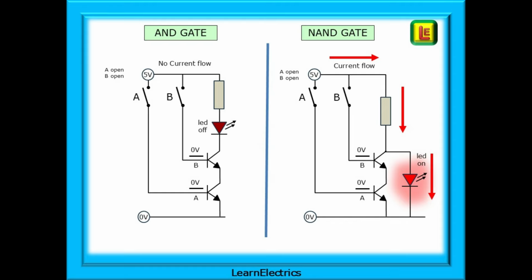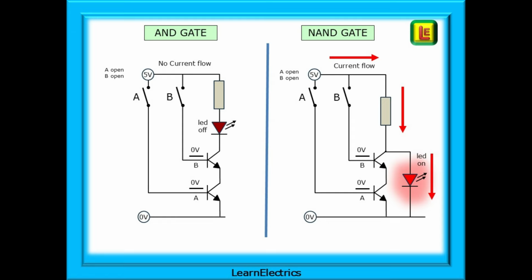First of all, notice the different positions of the LED in the 2 gates. In the AND gate, the transistors are in series with each other and the LED is in series with the transistors. The output LED is off because there is no current flow through the transistors. We have A equals 0, B equals 0, Q equals 0.